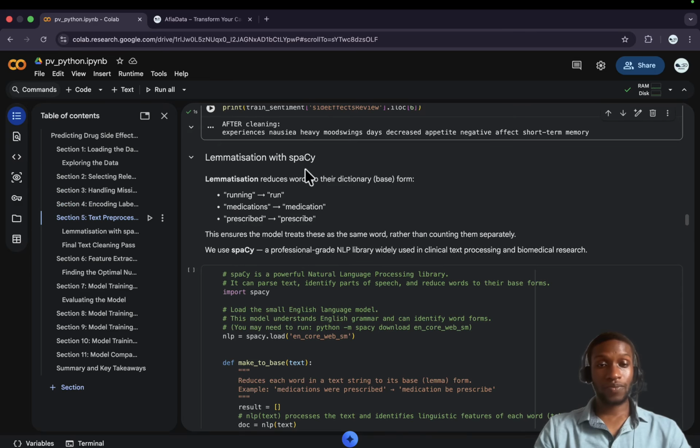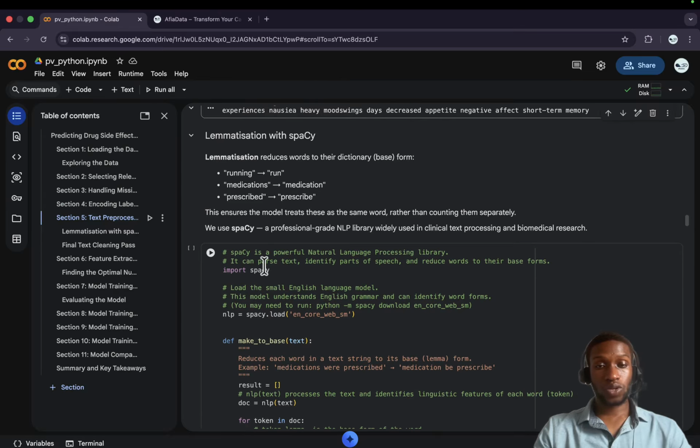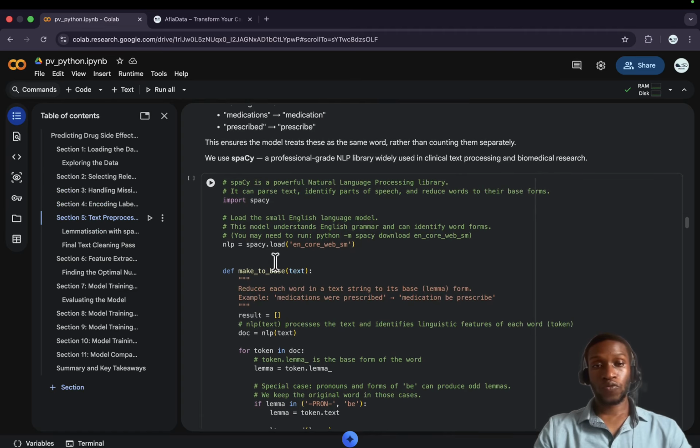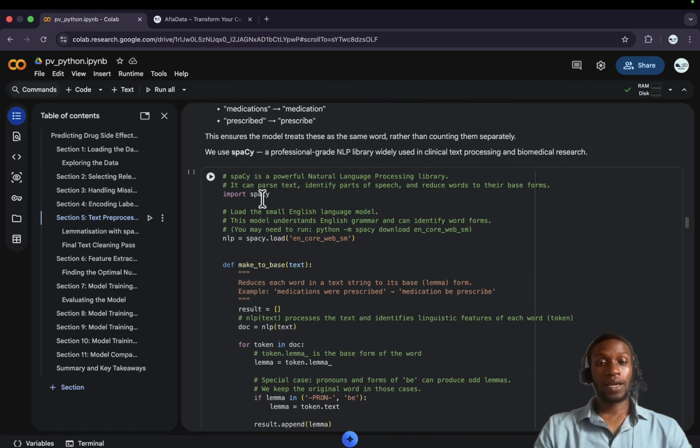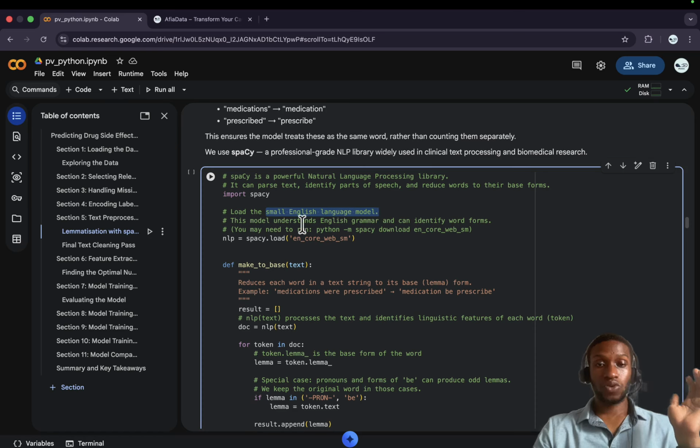So this is another important library. So spaCy is a professional grade NLP library widely used in clinical text processing and biomedical research. Okay, so as I said, lemmatization is just turning words to their base format. Okay, so to do that, we need to load up spaCy. So for us to load up spaCy, we say import spaCy, and then we need a model that will run that spaCy library. So in this case, we need to load a small English language model. So this model understands English grammar and can identify word forms.